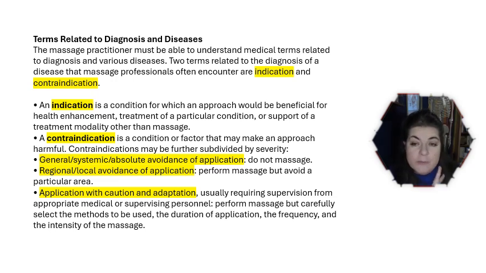All right, two terms that we use quite a bit are indication and contraindication. An indication is a condition for which an approach would be beneficial for a health enhancement. A contraindication is a condition or factor that may make an approach harmful. All right. When we are talking about contraindications, you are going to use the term general, systemic, or absolute contraindication for when you do not massage any part of the body, and you're going to use regional or local contraindication for when you can perform a massage, but you need to avoid a particular area.